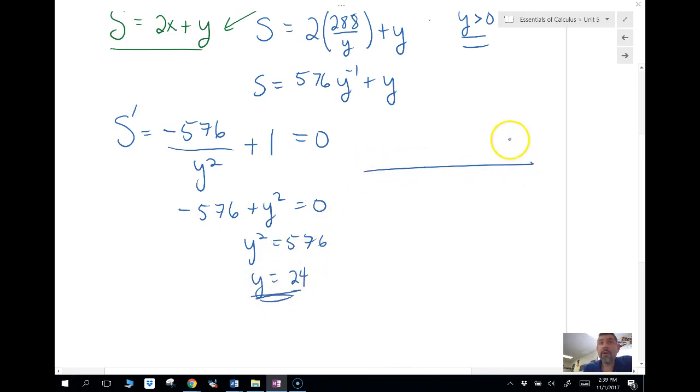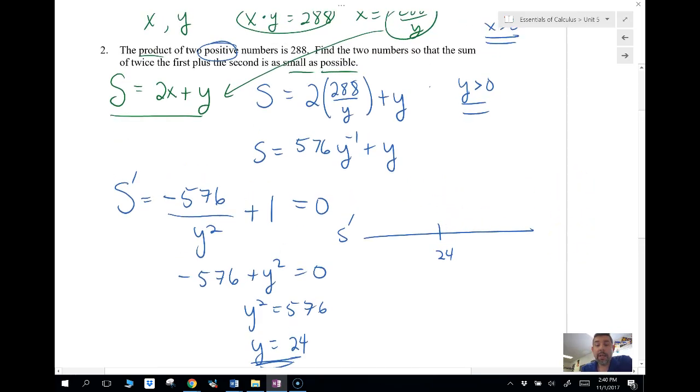So we're going to make our little number line here, S prime, 24. I want to know what's going on both sides of this 24. Let's pick 6. If I put 6 in here, 6 squared is going to give me a negative, clearly. Something bigger than 24 is going to give me a positive. So it's going to decrease, then increase. That looks to be my minimum right there.